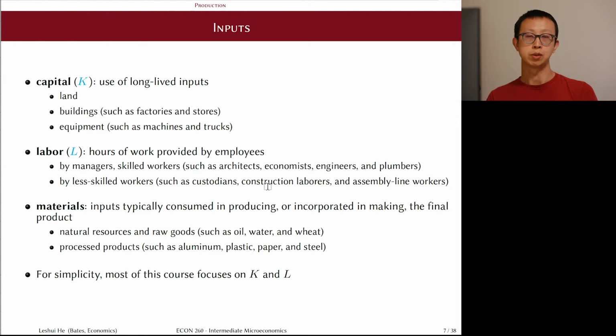All these types of inputs are very important, but for the simplicity of the model and our analysis, we will mostly focus on two types of inputs: capital, denoted by K, and labor, denoted by L. The essential structure of the model can be generalized to three or more inputs, for instance, material and other types, and the intuition remains largely the same.